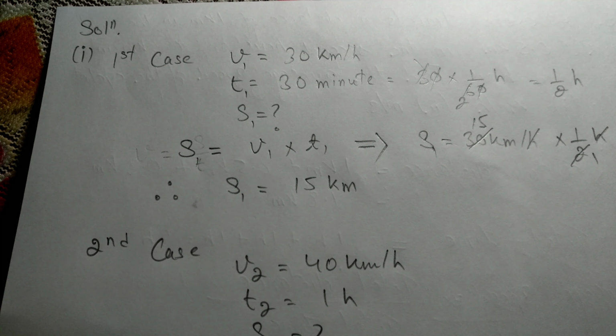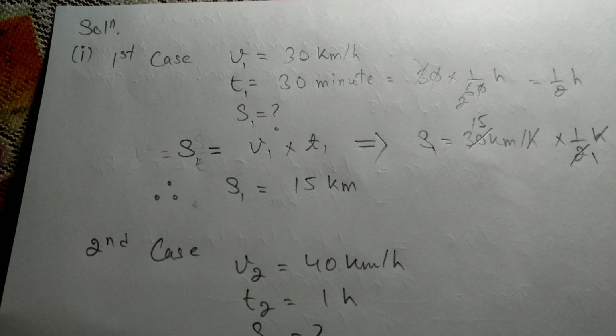Okay, solution. First case, v1 which is the first speed equals 30 km per hour, and t1 which is the first time which is 30 minutes. Here I am supposed to change this 30 minutes into hours, and while changing it I am supposed to multiply it by 1 upon 60. Probably you know why 1 upon 60, because I have explained this in my previous video. So after calculating I am getting half hour, and s1 is question mark.